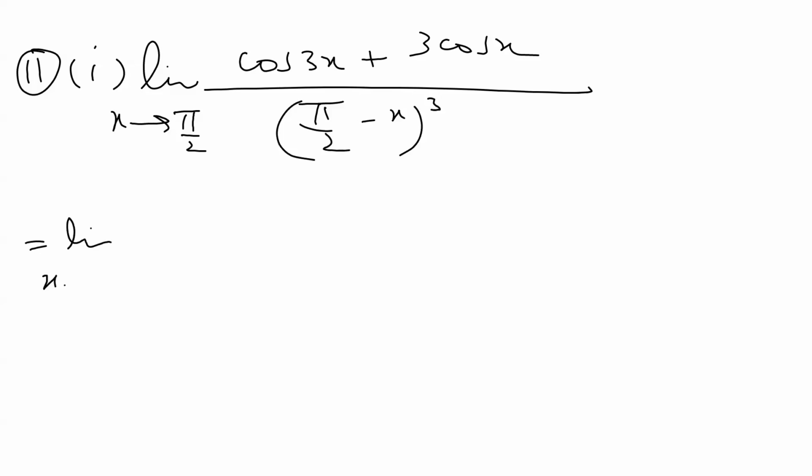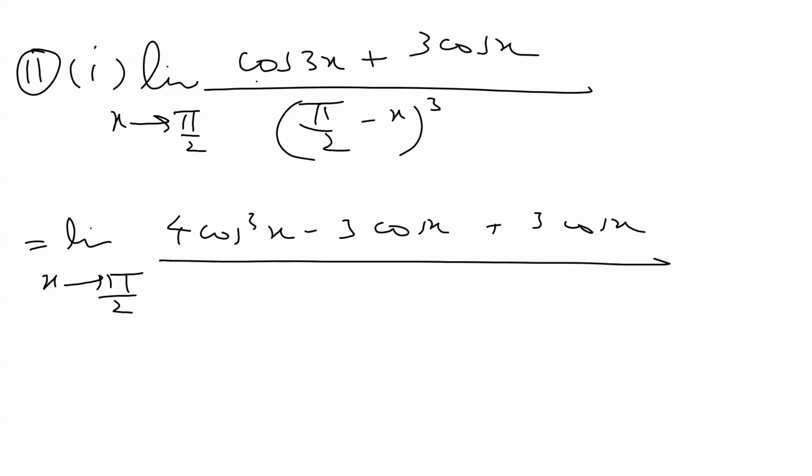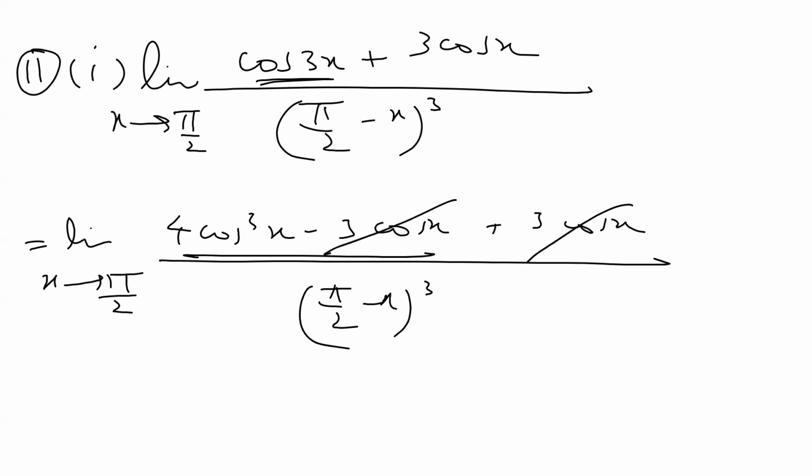Let us apply the triple angle formula first. 4 cos cube x minus 3 cos x plus 3 cos x. Okay, this formula I have applied over here, upon pi by 2 minus x the whole cube. So this and this is gone.